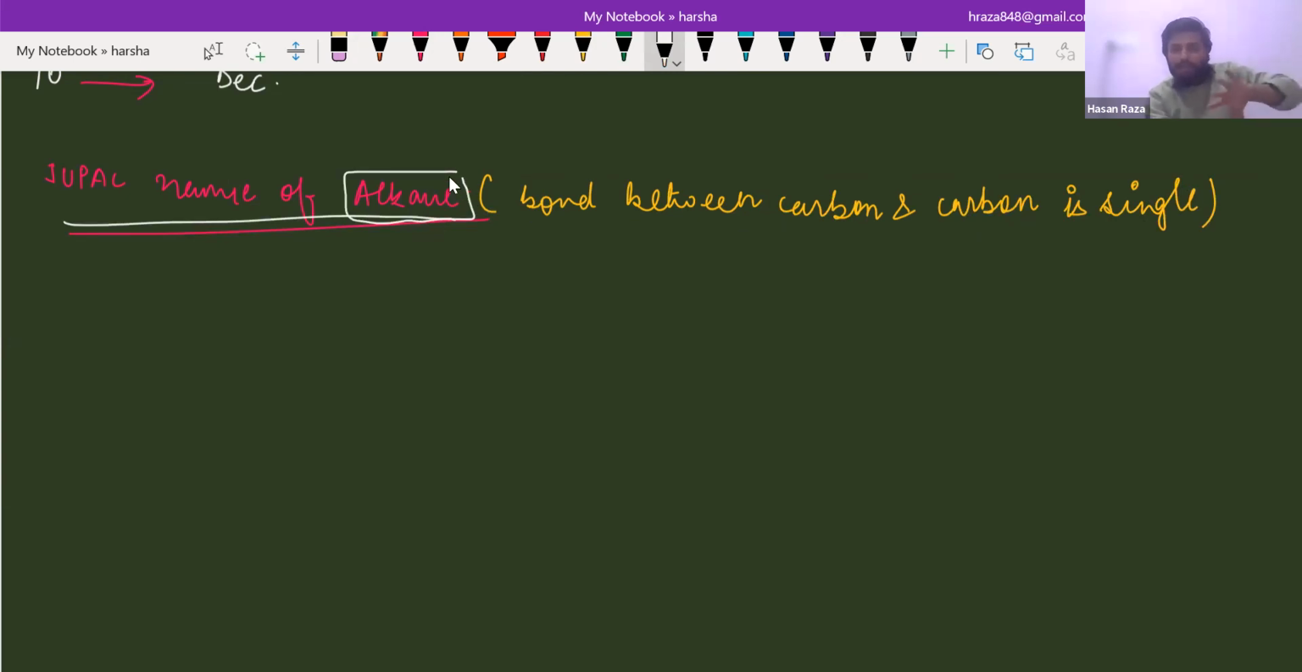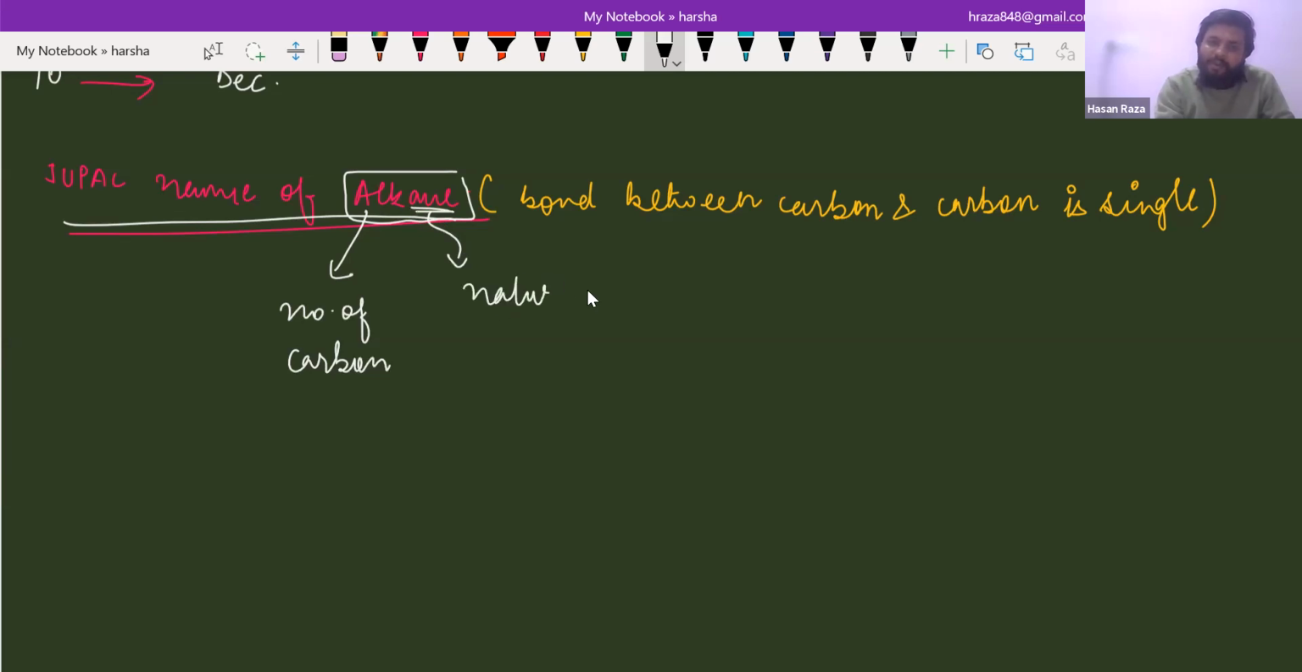So see, what does this alk mean? Alk represents basically the number of carbons, and this ane represents the nature of the bond. Here, ane means a single bond between carbons.